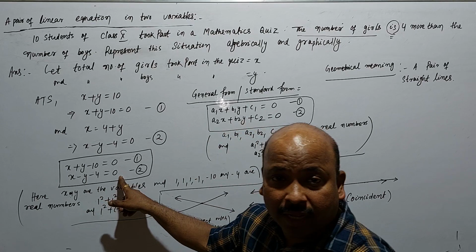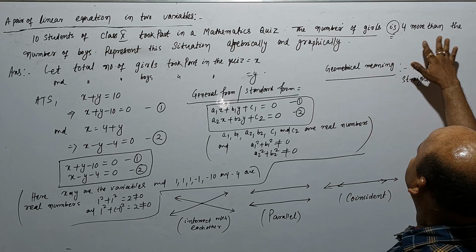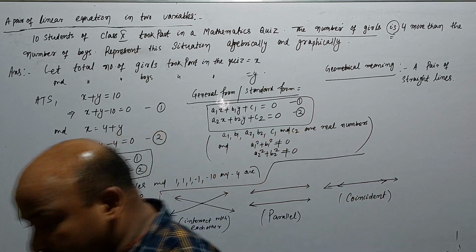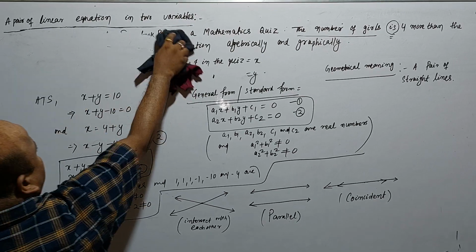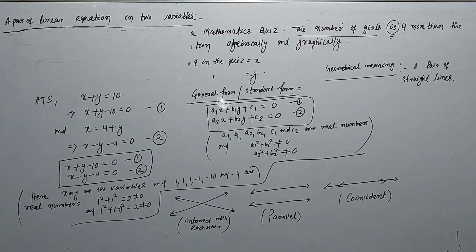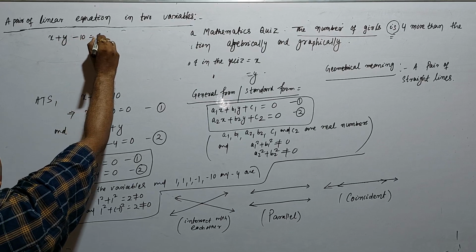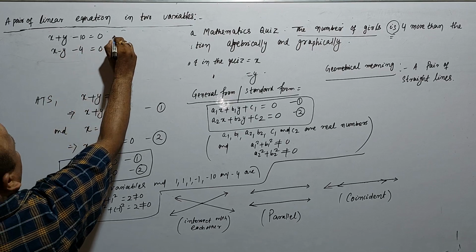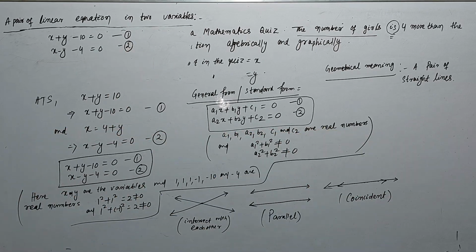I have already explained one example. 10 students of class 10 took part in a mathematics quiz. The number of girls is 4 more than the number of boys. Represent this situation algebraically or graphically. Now I will tell you. Now we solve this. x plus y minus 10 equal to 0, x minus y minus 4 equal to 0. This is equation 1 and equation 2.